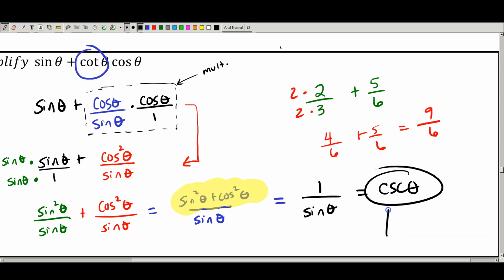So this is a classic example of taking one of these trig identities and breaking it down to something really small. But we have to combine fractions in that whole process. So that's a big part of it.